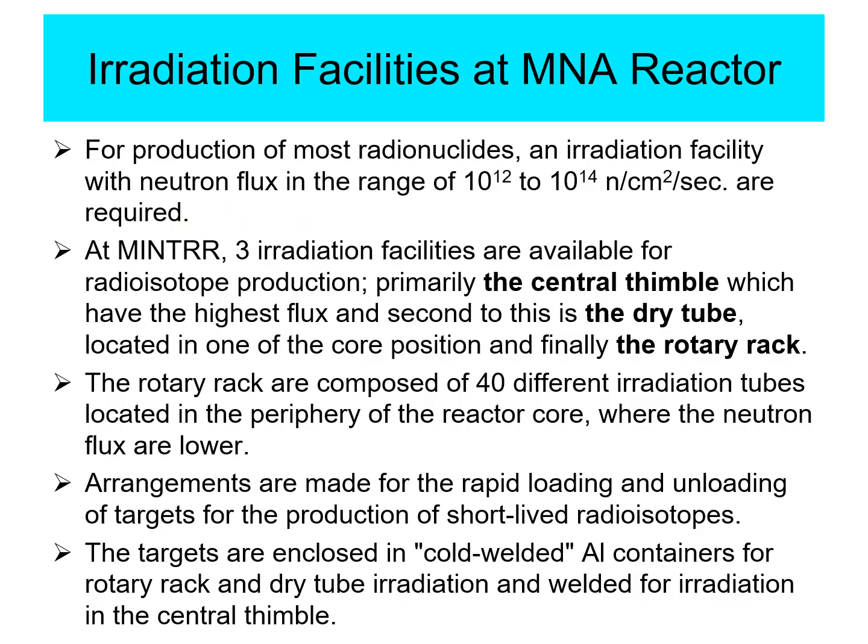If you have the opportunity to visit Malaysia Nuclear Agency reactor, you will see that they have several radiation facilities there. The flux is in the range of 10 to the 12 to 10 to the 14 neutrons per centimeter squared per second. There are 3 radiation facilities at the central chamber, in the dry tube, and also at the rotary rack. So when you visit, please ask them to explain further on the facilities found at the Malaysian Nuclear Agency reactor.